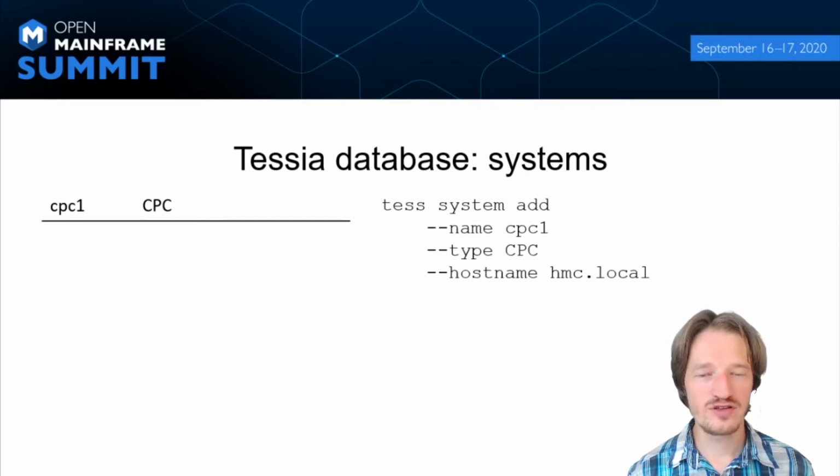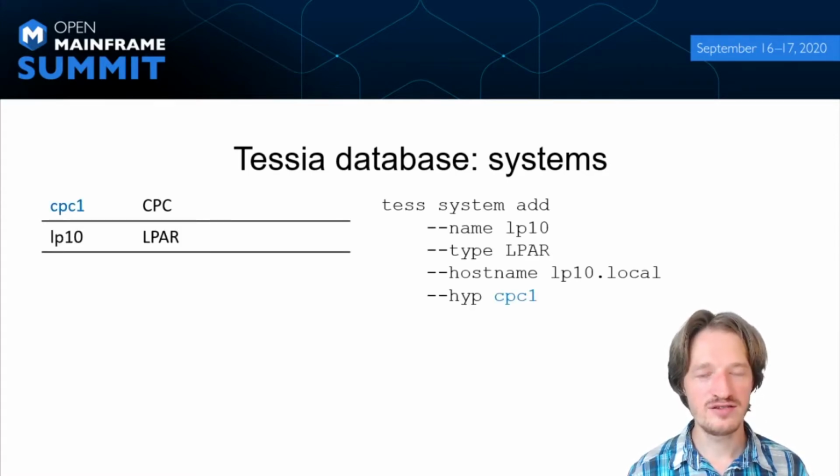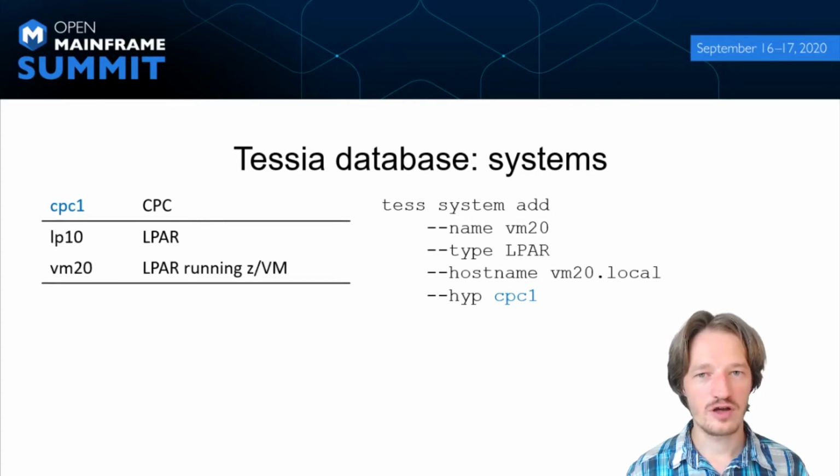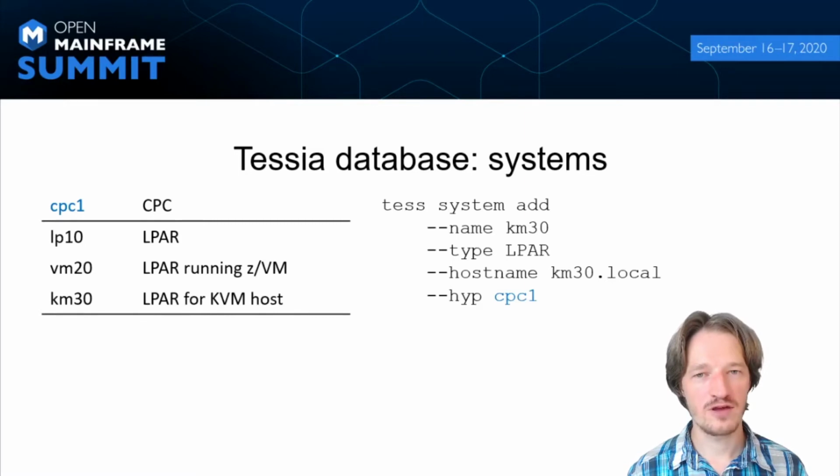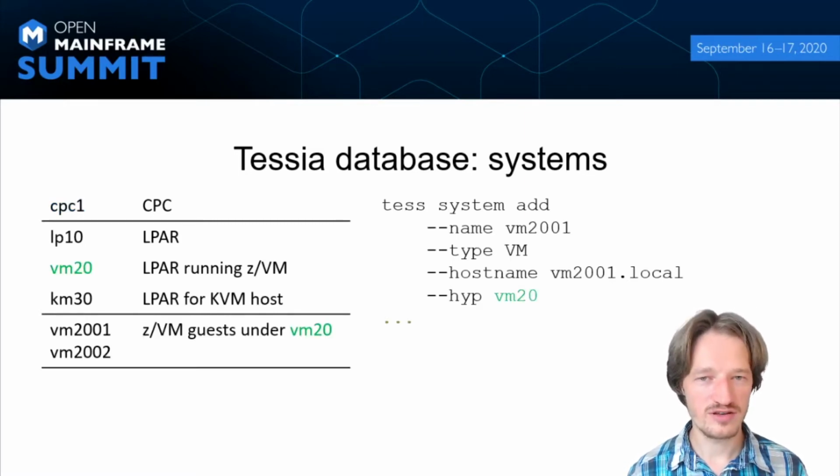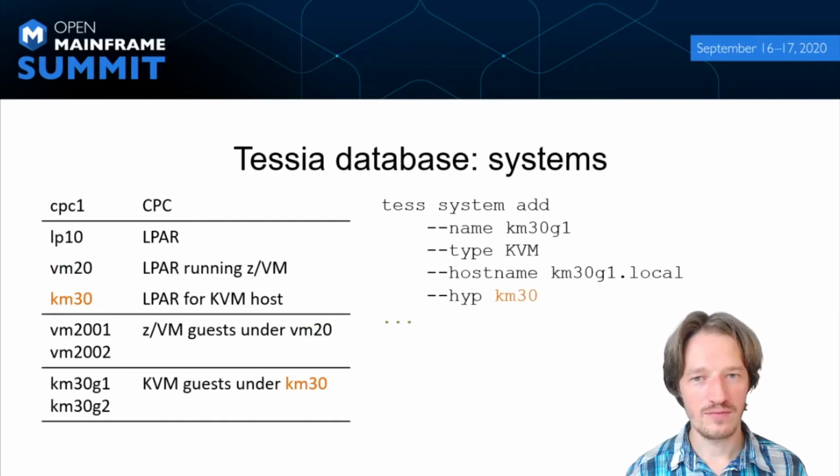On the right, you can see a command line that can be used to define one. An LPAR can be added to run Linux as it is, or it can run a z/VM instance, or it can be used as a KVM host. We add further z/VM guests by setting their type to z/VM and specifying a respective hypervisor, and likewise for KVM.